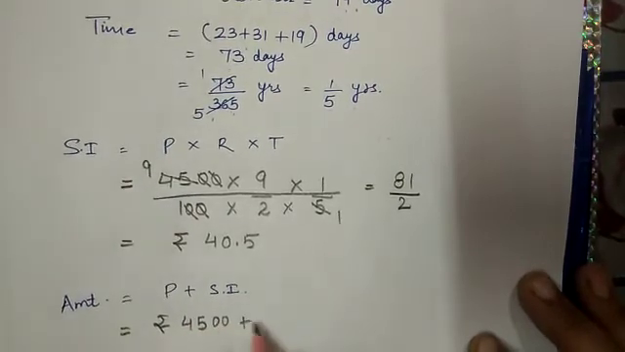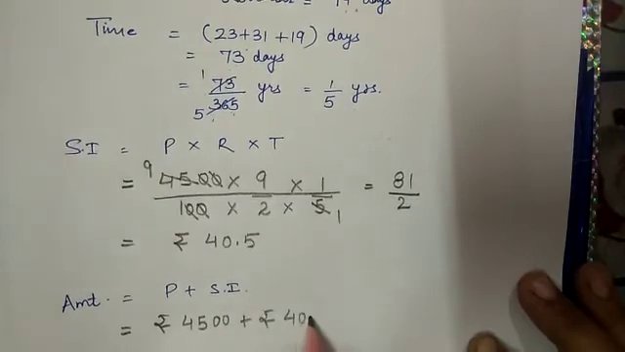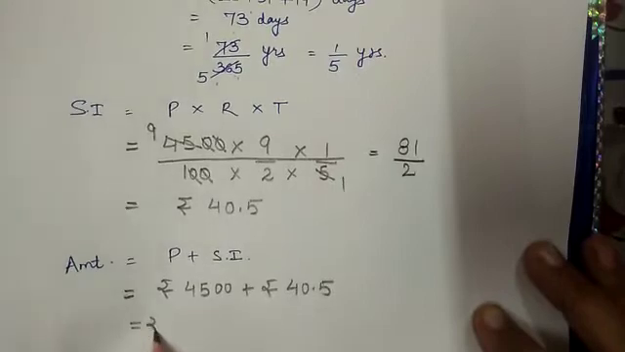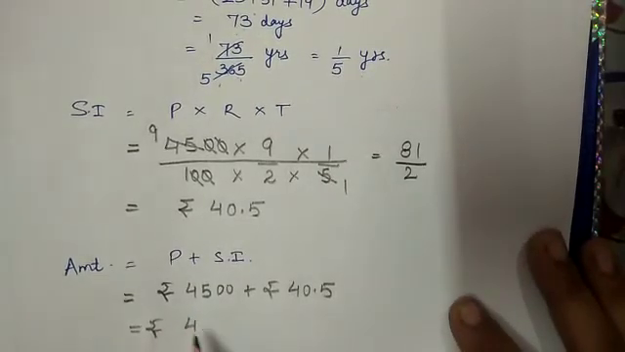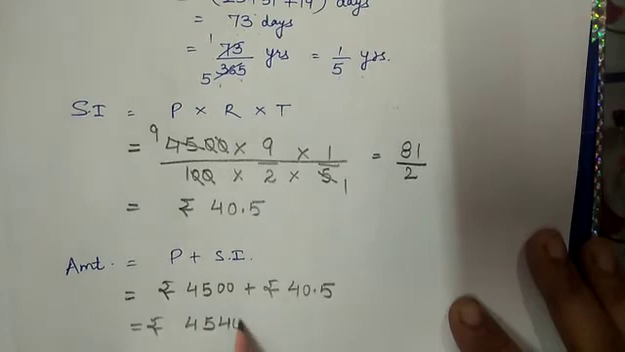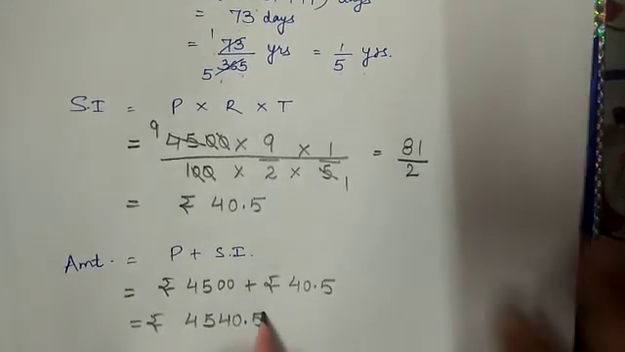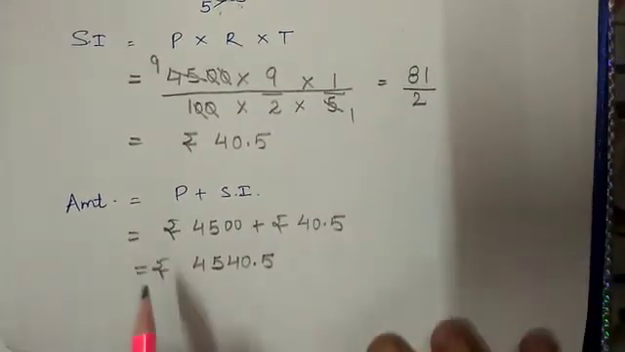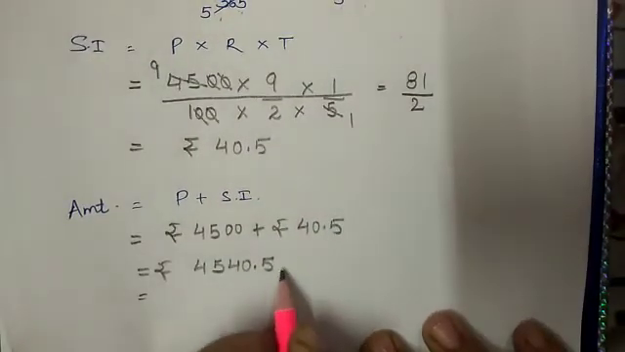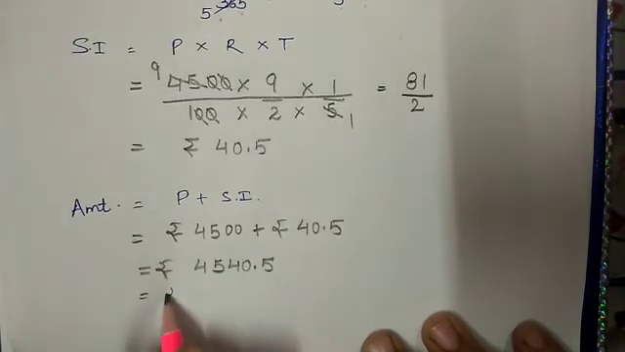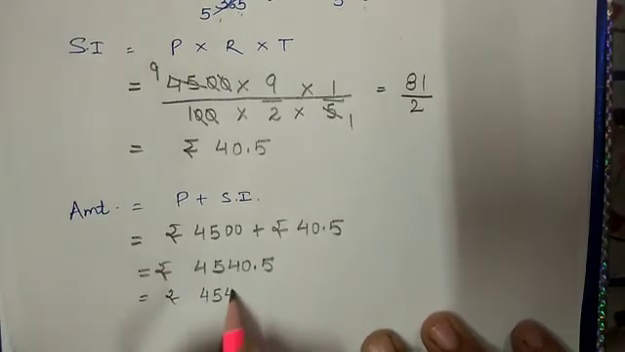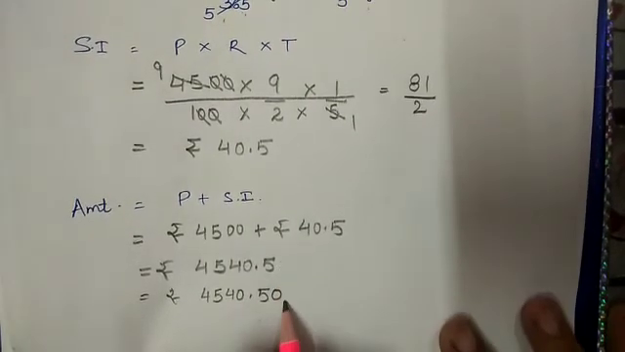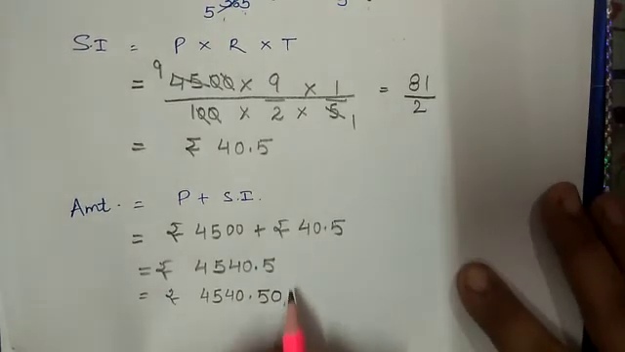Now the amount is 4,500 plus rupees 40.5. We have to calculate the amount here. So it became 4,540.50. We normally write 2 digits after the decimal for writing money, so we can write it as 0.50. Both are okay. You can do it in any of these ways.